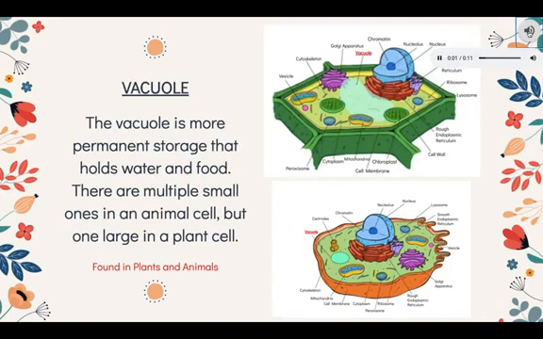Unlike the vesicle, the vacuole is a more permanent storage that holds water and food for the cell. There are multiple small ones in an animal cell, but one large one in a plant cell.